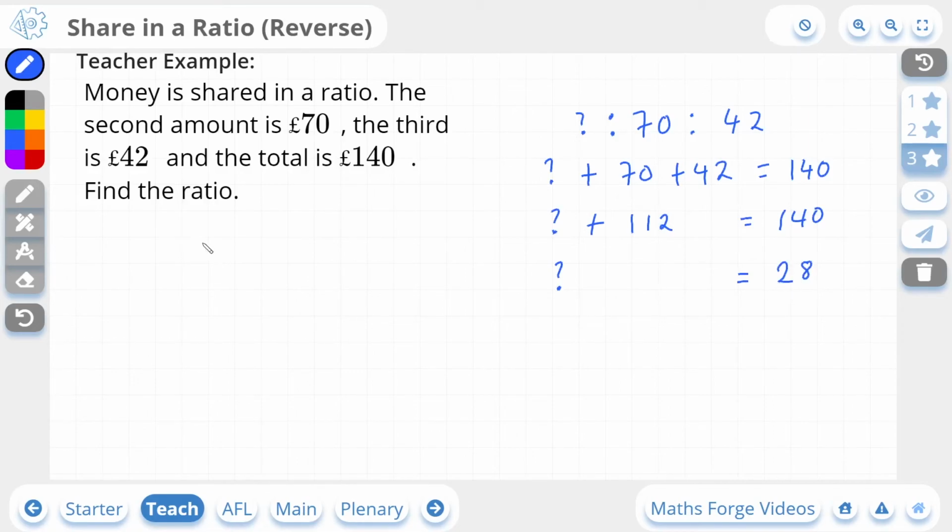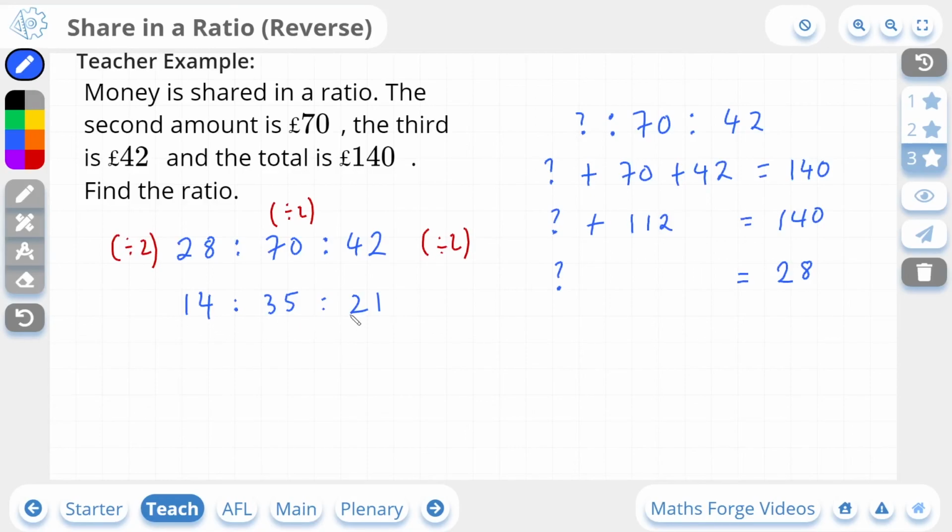So now that we know what all of the amounts are, so the first one is 28, the second one is 70, and the third one is 42, we can go ahead and find the ratio. Now, you might think this is what the ratio is, but we have to simplify it fully to get the final version of the ratio. I can see here that I can divide all of the numbers in this ratio by 2, so that's what I'm going to do. I'm going to divide each value in this ratio by 2. This is now going to give us 14 to 35 to 21.